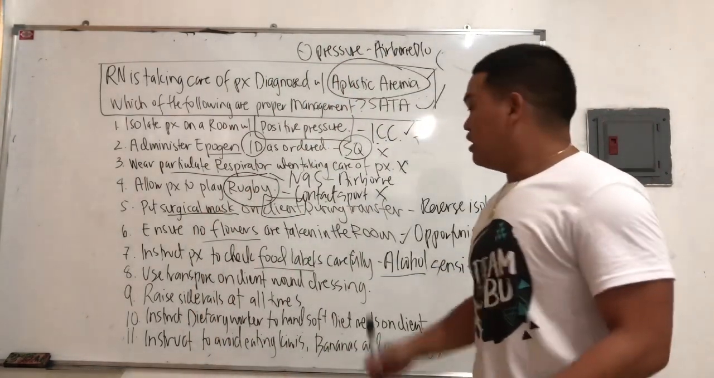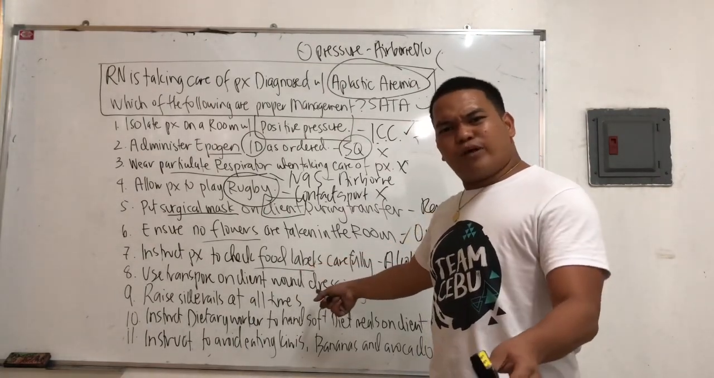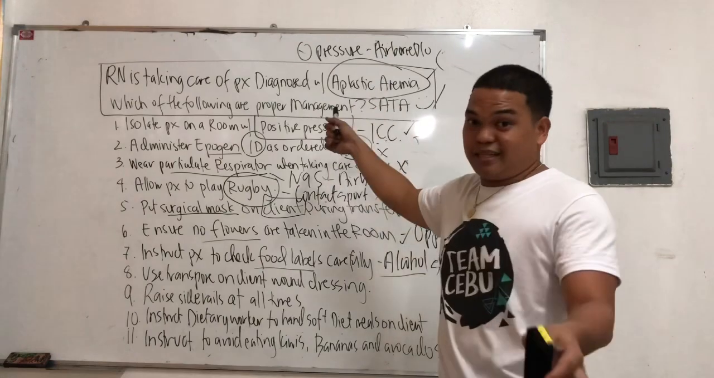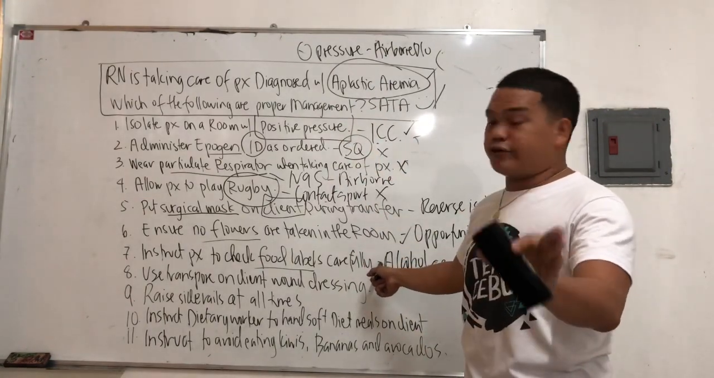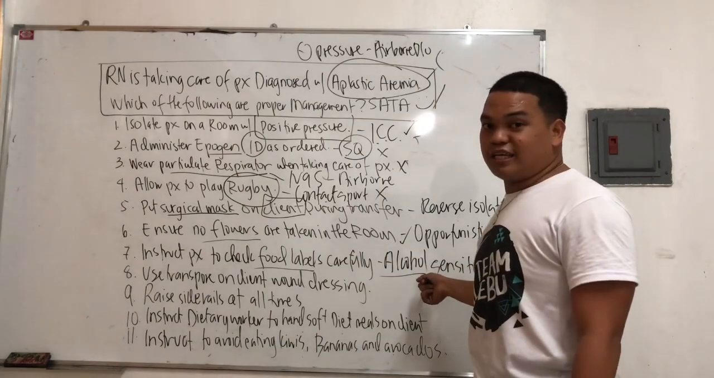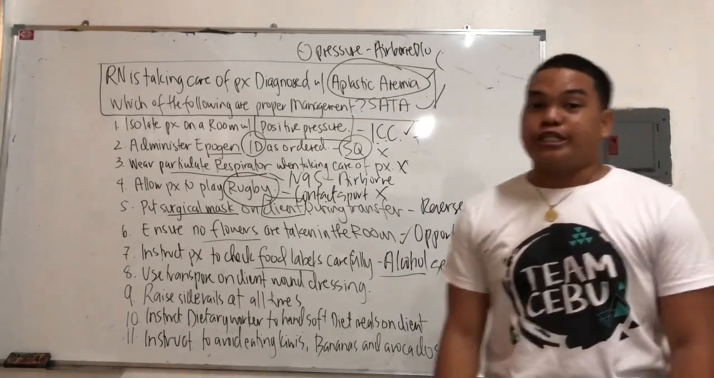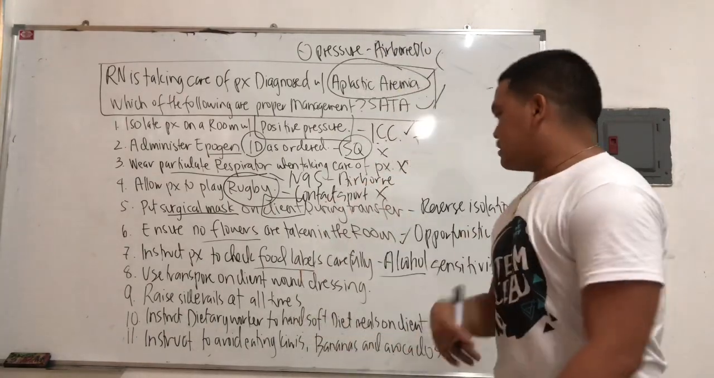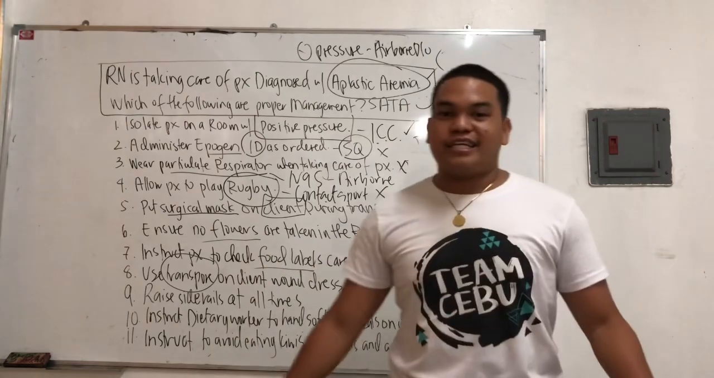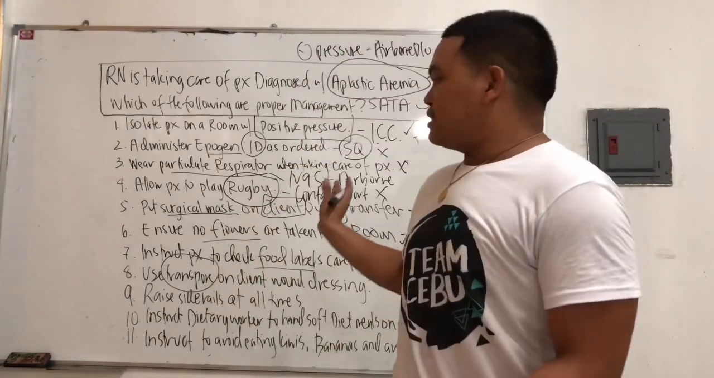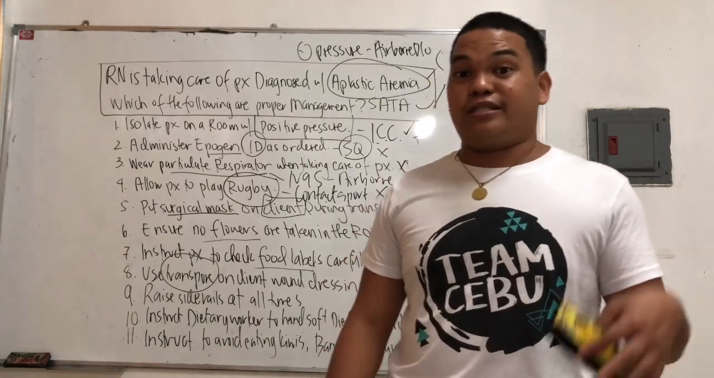So therefore, guys, checking food labels is not applicable to the question because our question is about aplastic anemia. Yes, this is correct. Don't get me wrong. This is correct for alcohol sensitivity, but not for aplastic anemia. Therefore, guys, that option is wrong. Next, use transpore. So that is the keyword. So guys, you would look upon this. I am discussing with you the critical words in the option so that we could answer it effectively.